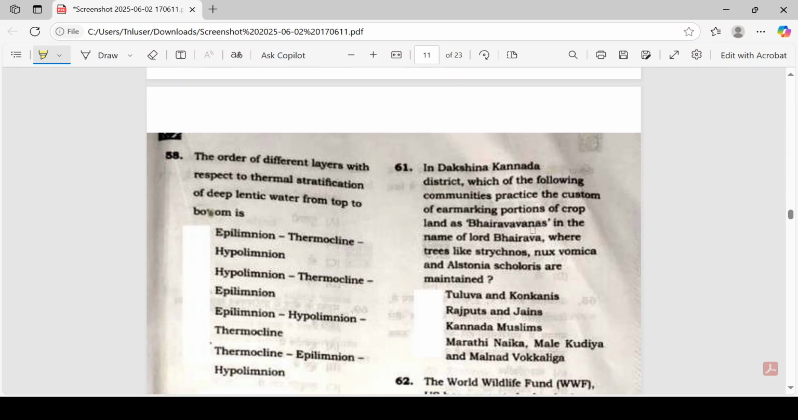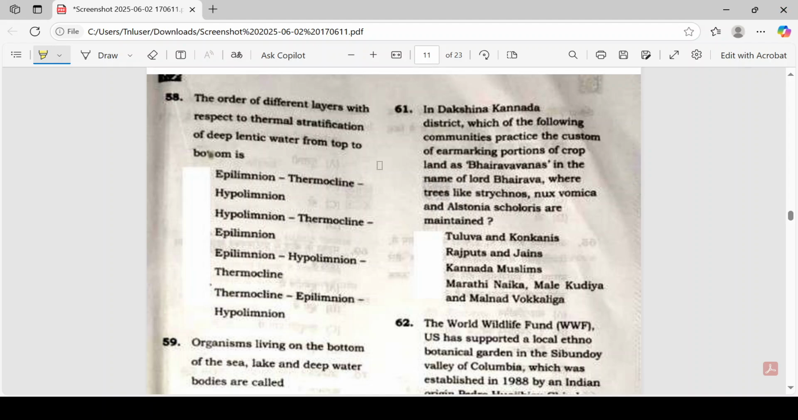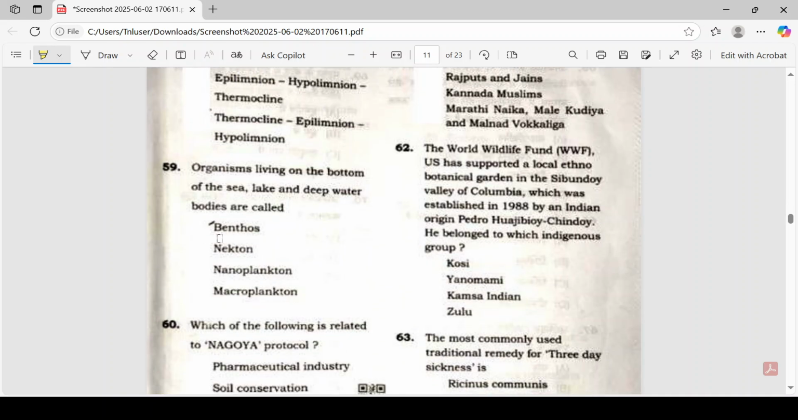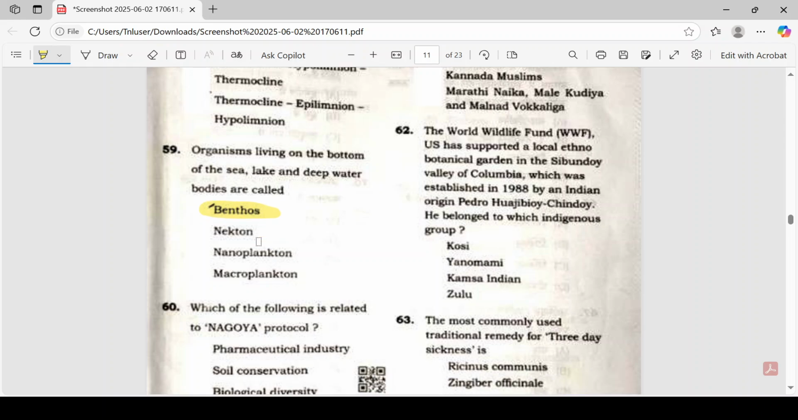Okay, next question. The order of different layers with respect to thermal stratification of deep lentic water from top to bottom is. So this is question number 58, and the correct answer will be option number A. Alright, epilimnion, and then we have thermocline, and then hypolimnion. So yeah, that will be your correct answer for question number 58.